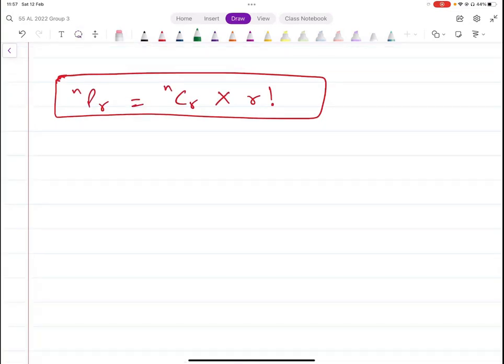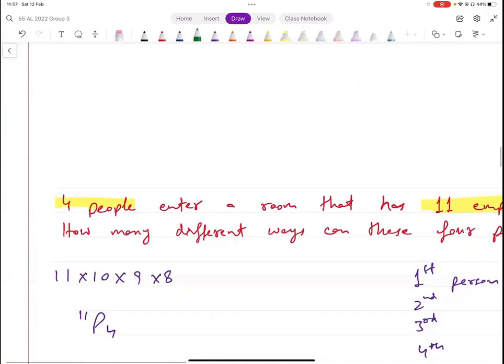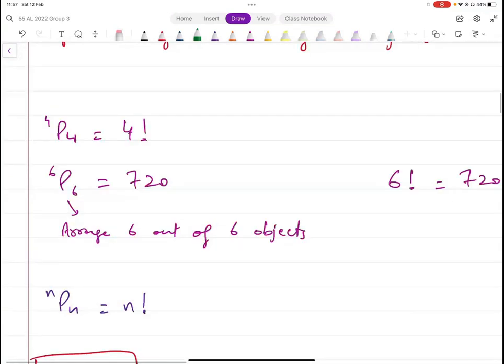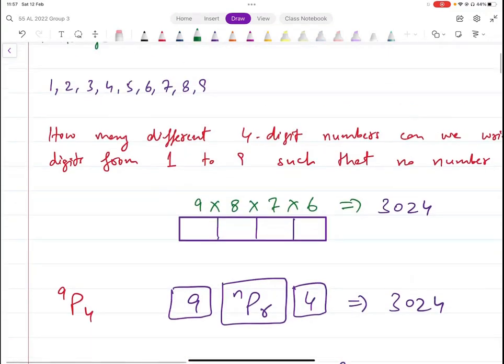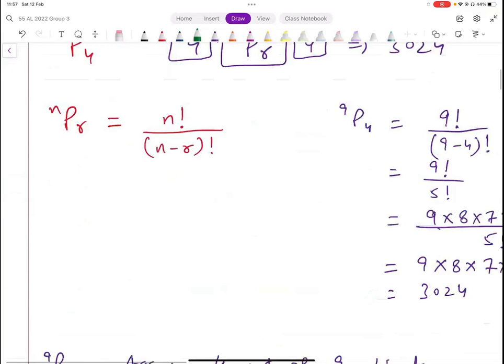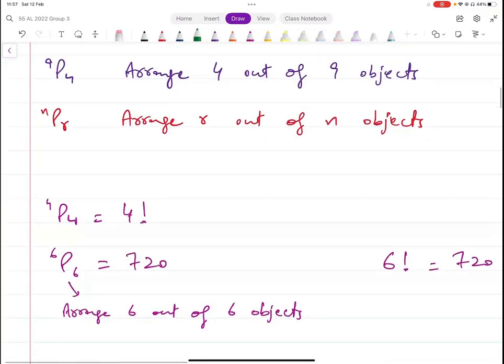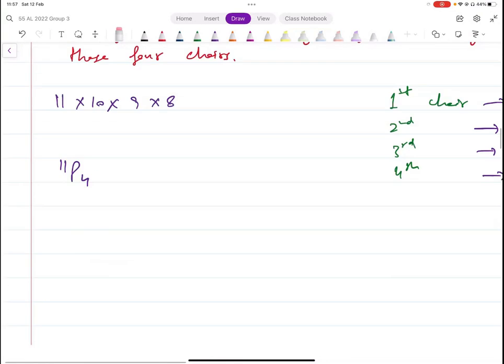एनपीआर को हमने पहले कैसे अंडरस्टैंड किया था? We said NPR is going to mean arrange R objects out of N objects. That's how we described NPR earlier, right? Now we can actually break it down into two parts.